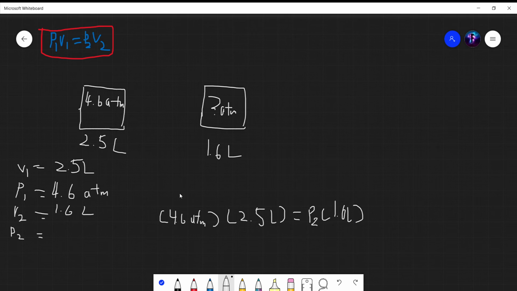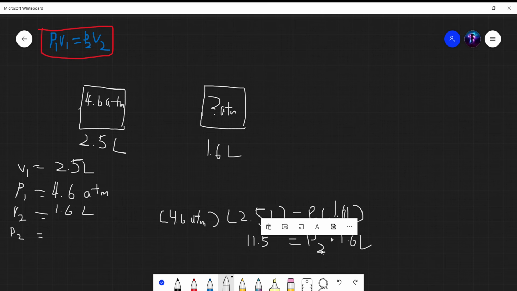Okay, so next you would times 4.6 with 2.5, and you would get 11.5. So I'm gonna write 11.5, and that is equal to P2 times, and for now you want to use a dot for times, and now it's 1.6 liters. And to do this, you would divide.